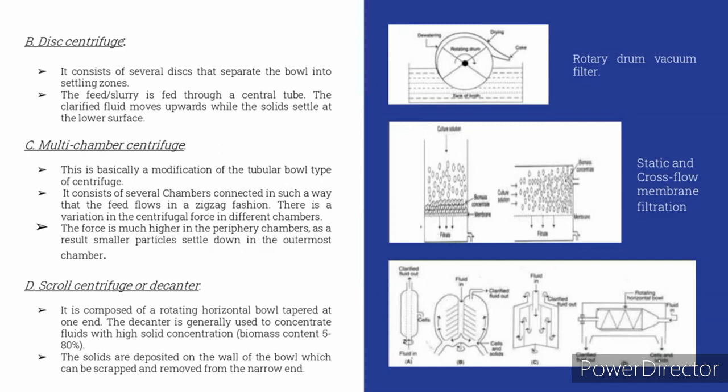The fourth one is scroll centrifuge or decanter. It consists of a rotating horizontal bowl which is tapered at one end. Now the decanter is generally used to concentrate fluids with high solid concentration. The solids are deposited on the wall of the bowl which can be scraped and removed from the narrow end.